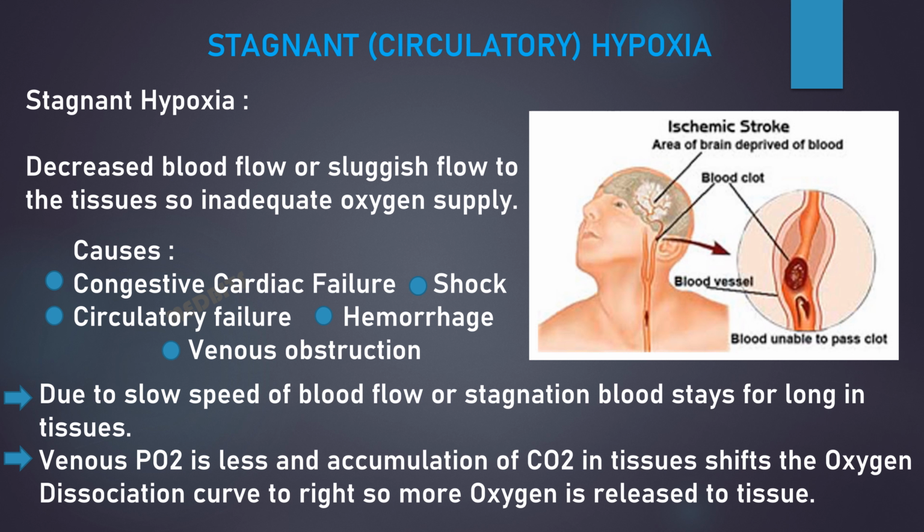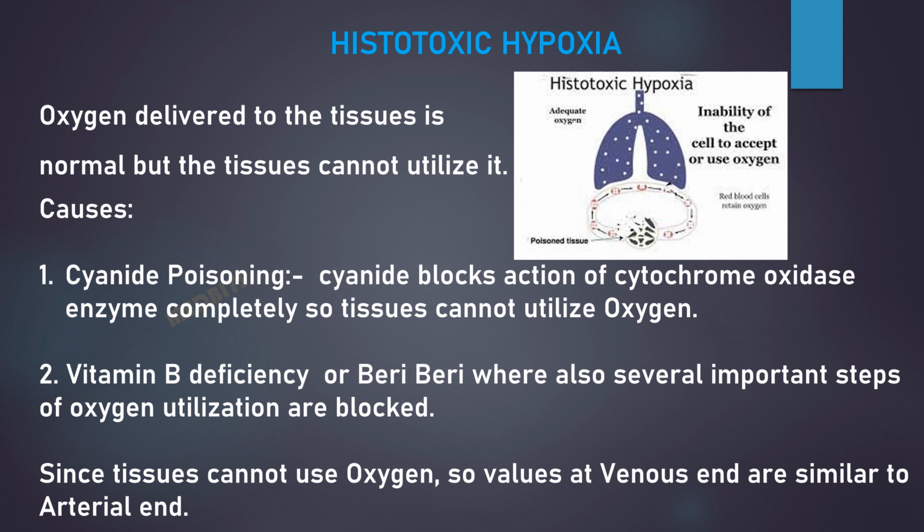Now coming to the next one, histotoxic hypoxia. In this condition, the oxygen delivered to the tissue is normal. So what's wrong with it, right? The tissues cannot utilize it. Why? There is an enzyme called cytochrome oxidase which helps to use it, right? Because of cyanide poisoning, the cyanide blocks the action of cytochrome oxidase enzyme completely. It destroys it. So tissues cannot utilize oxygen.